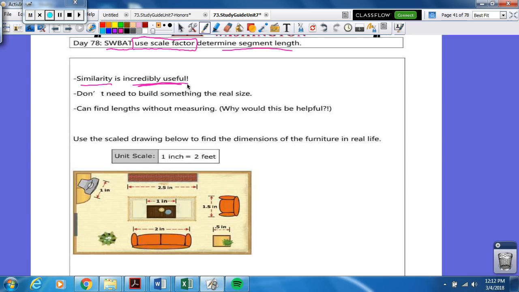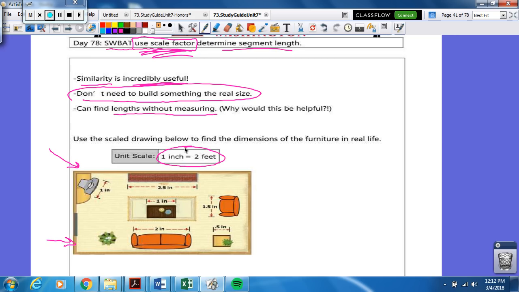We're using it because we can do some scale models. Check it out. You don't need to build something the real size. We always have blueprints and small scale models like this one right here of a living room. Check that picture out. You can find lengths without measuring. Why would this be helpful? We can actually do this using our scale. So here we go. 1 inch is 2 feet.